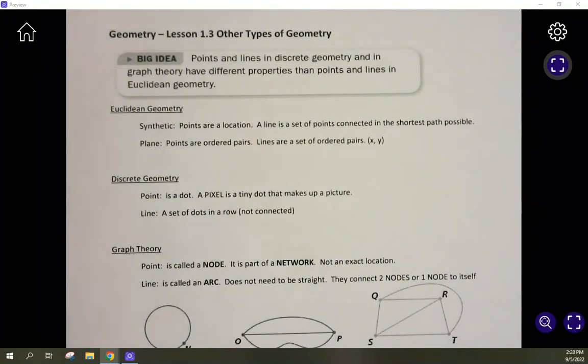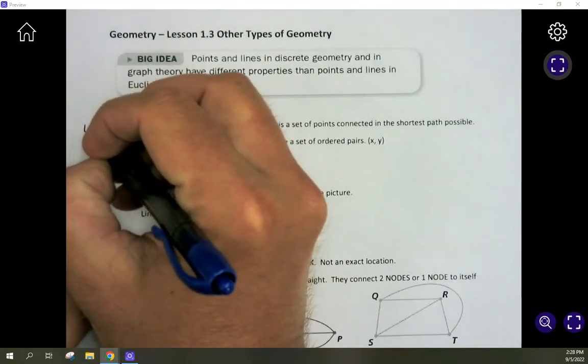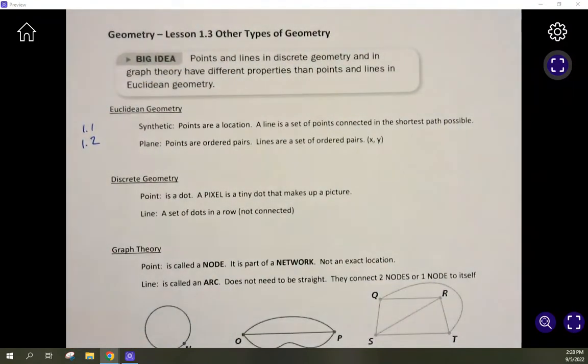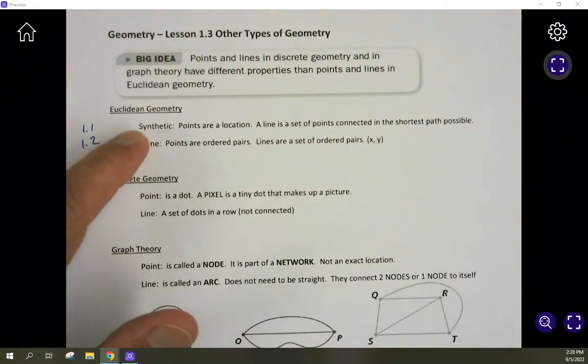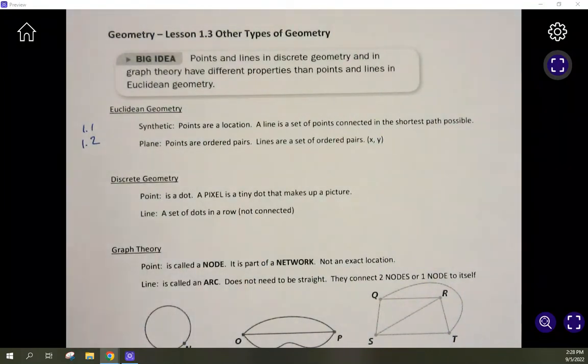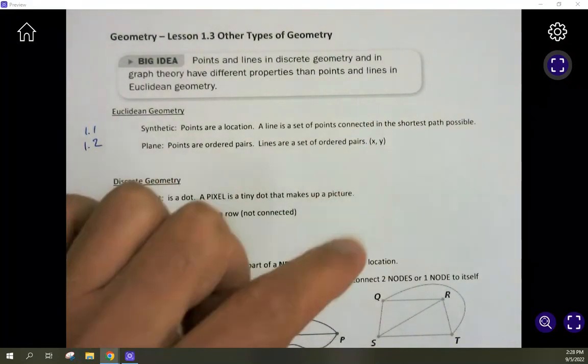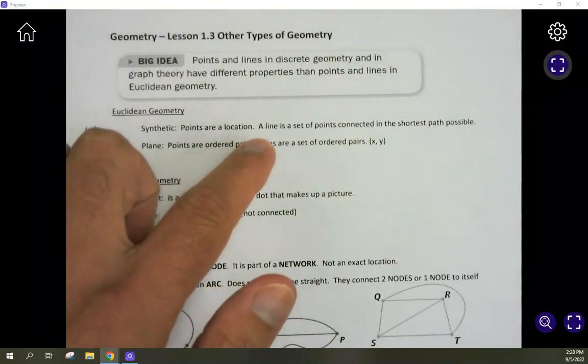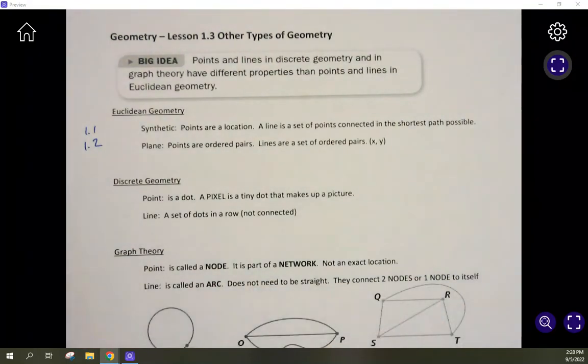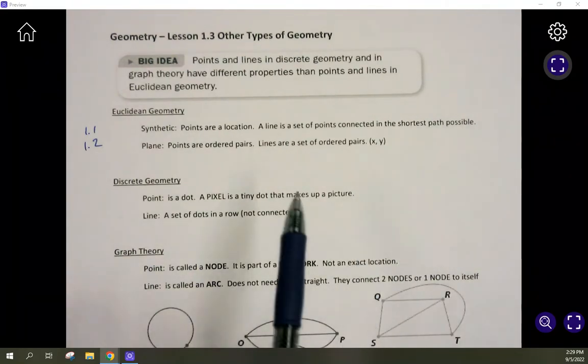So going back to Euclidean geometry, what we've covered in 1.1 and 1.2, and basically everything that you've covered before in pre-algebra and anything leading up to this, we're looking at points that are representing a location. When we're looking at plane geometry, those points are actually given a specific ordered pair, the x comma y. In synthetic geometry, they're not given that exact location on a graph, but they do represent a location. And then a line is when you put all these points together and connect them in the shortest path possible, because you're not taking any extra detours. Just the shortest path between 2 points is a line.